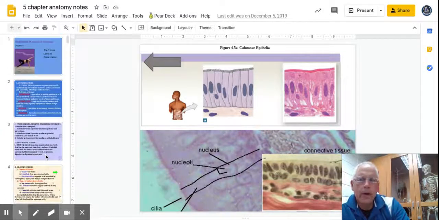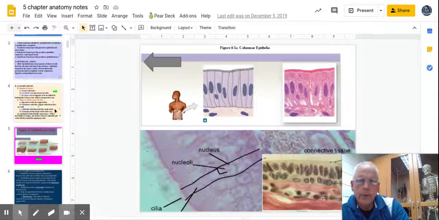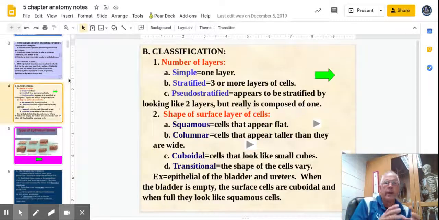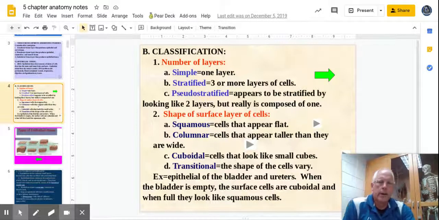Not hard. Epithelial is pretty easy because we're just looking at what's the shape of the cell, and do I have one layer, or do I got 3 or more layers? Basically what we're looking at with those guys.